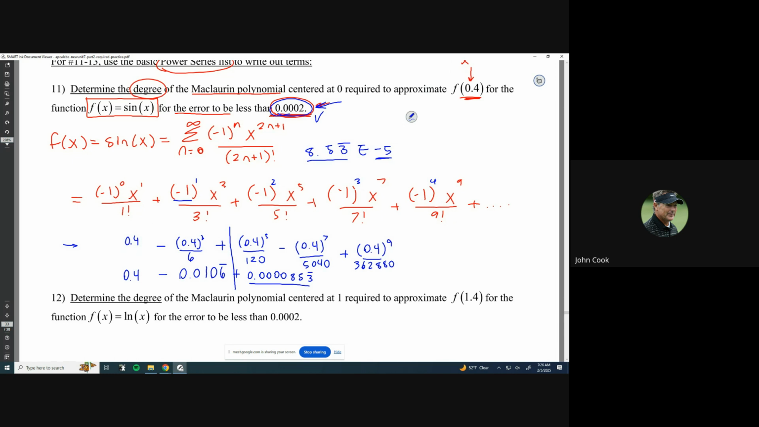So what I need is, on the degree of this, it's going to be a degree 3 polynomial because it's x to the 3rd power. So I need a degree 3 polynomial for a good approximation.